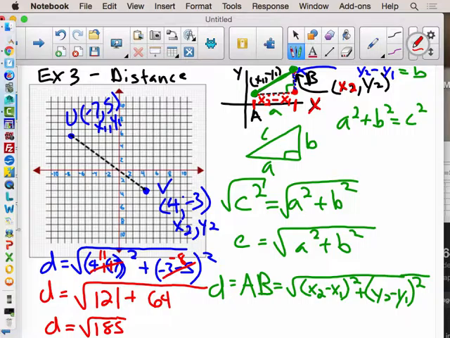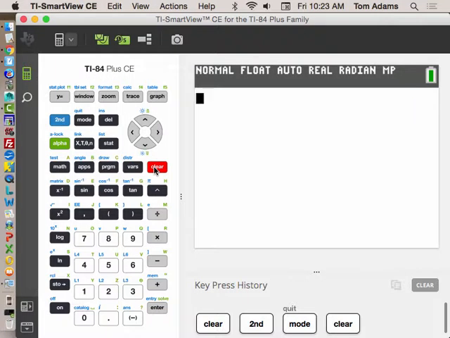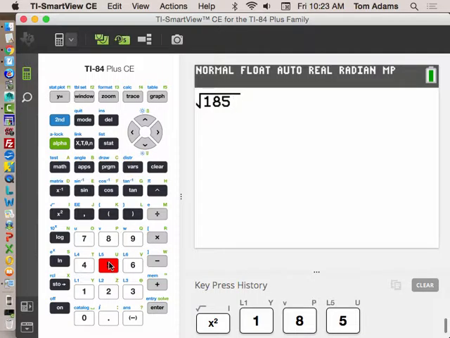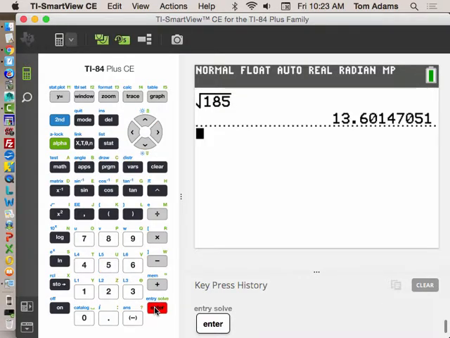Now that's the exact value. I suppose if you were to plug that into a calculator, we need the square root of 185. So if I hit second and I see that little square root symbol right above the x squared, and I hit 185. Now when it has that little right triangle that's saying, hey, if you want to get out of the square root thing, just hit your right cursor, boom, now you're out. I'm going to hit enter, bam.